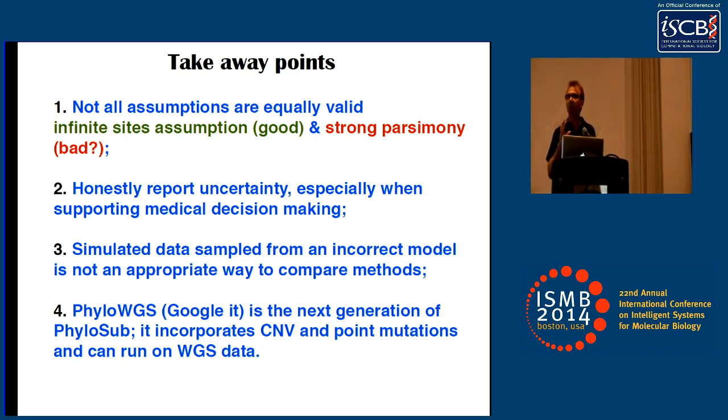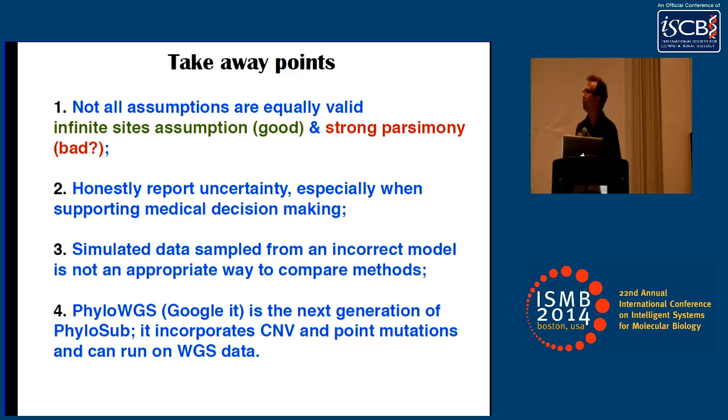it really remains to be seen whether that's a valid assumption, because it depends a lot upon the tumor evolution and how often branching occurs. I think it's also important to honestly report what your uncertainty is, especially in situations like this, where you might be supporting medical decision-making. Simulated data sampled from an incorrect model is not an appropriate way to compare methods.